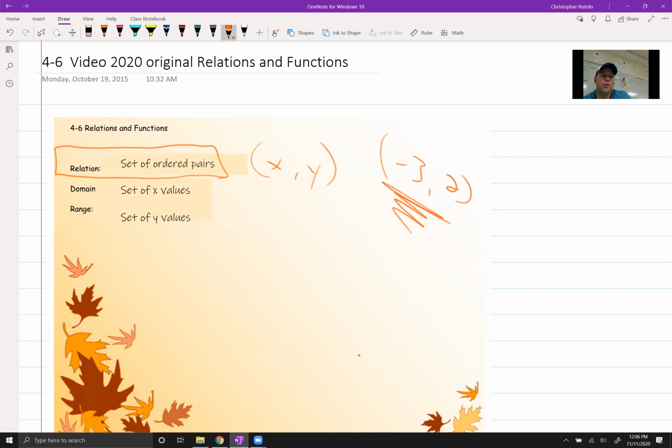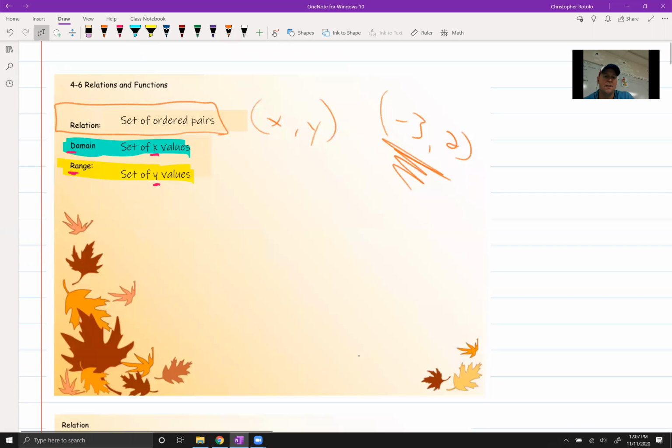Now, if I ask for only the x values, that is the domain. Those are the x values. The y values, those are known as the range. Just a little tip here: these are alphabetical order. D comes before R, just like X comes before Y. So if for some reason you're getting those confused or you just don't remember, just think of the alphabet because we have that thing down by now. You know what I'm saying?